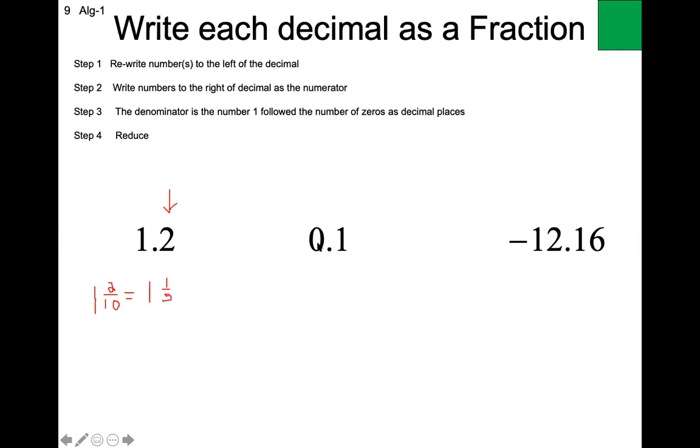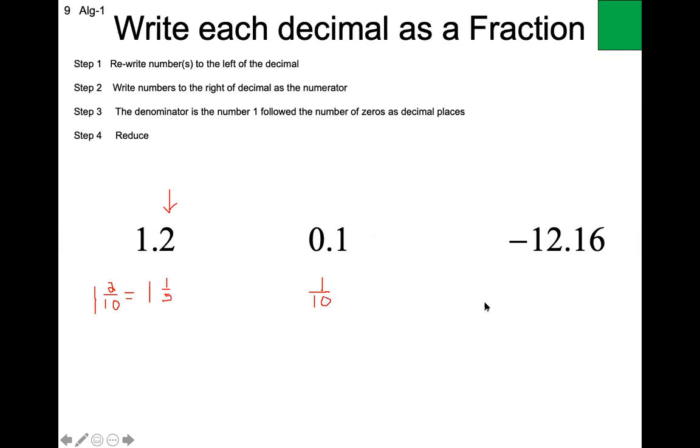Second one, hey, there's no number to the left. Well, it's a 0. So if there's no number to the left, you don't put a 0. You just leave it blank. The number to the right is the numerator. And there's 1 place value, so 10. Or it's in the tenths place, so 1/10. Okay, that was pretty simple.